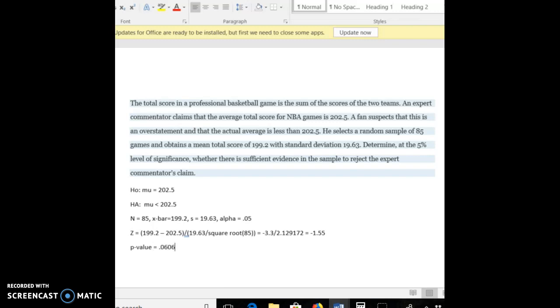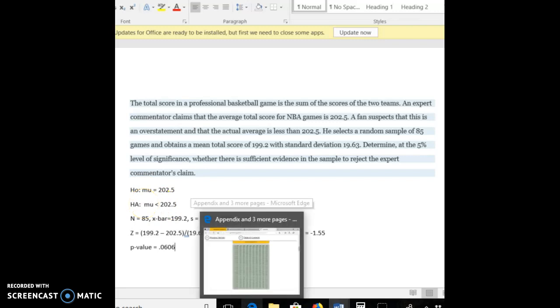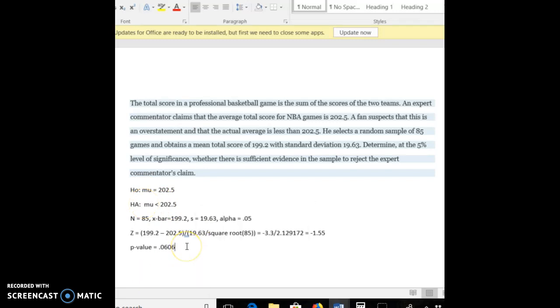Now recognize that the table always gives us the value to the left, or the probability that something is less than negative 1.55. All right, it's important to remember that. Because our alternate here is asking for less, we're okay in just reporting this p-value. We'll see that there will be other things we have to do if our alternate is greater than or not equal to. All right, so our p-value is 0.0606.